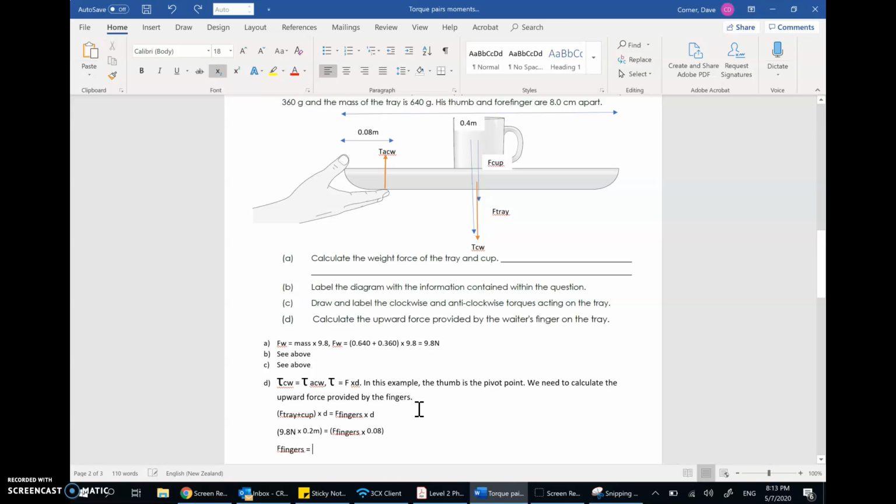So filling that out, the force of the fingers is equal to 9.8 times 0.2. You divide that by the 0.08 so that you get F fingers on its own, and that gives us an upwards force of 25 newtons. And that is that question complete.